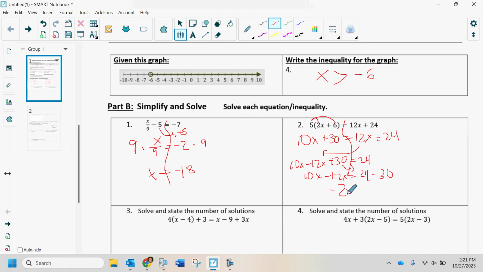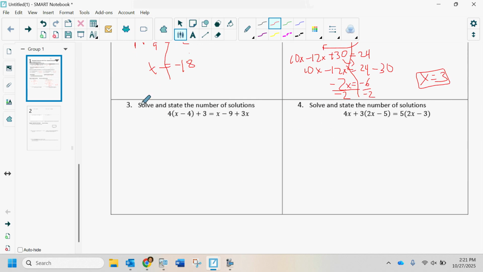Combine our like terms, and we get -2x is equal to -6. So we can only combine the same type of things. And then our last step is to divide by -2, divide by -2. We get x is equal to +3. It's a long river.